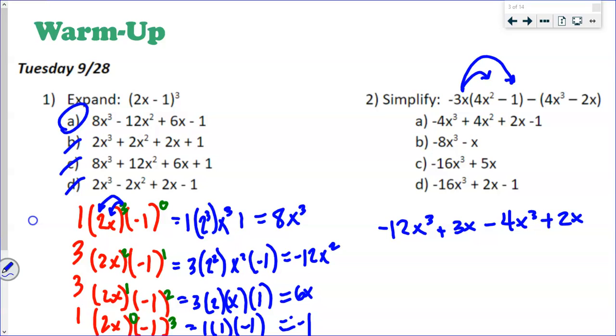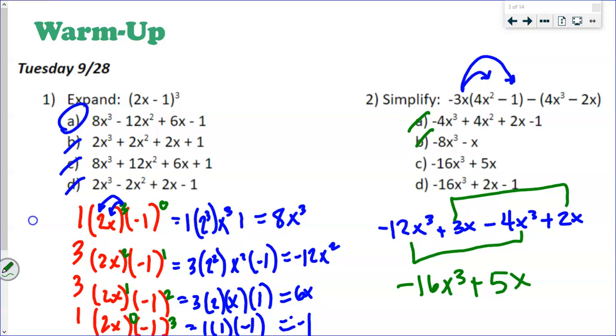Now what we're looking for are like terms, right? So we can combine them, okay? So I notice I got an x to the third and an x to the third, so that's minus 16x to the third. So I know it's not that one and not that one. And then I've got these pairs of like terms as well, so that's going to be plus 5x. So our answer is right there, okay?